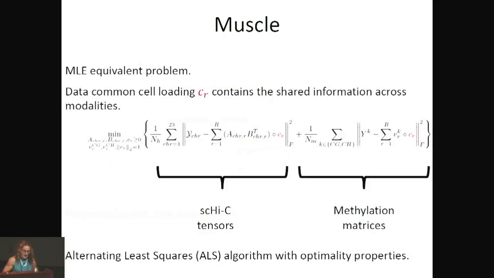Okay. Then we can write this nicely as a minimization problem. It's a non-convex problem, but we were able to develop an alternating least squares algorithm where, given cell loadings, we can estimate chromosome and data type specific loci loadings, and then given loci loadings, we can estimate cell loadings. So we can do these updates in an optimal way.